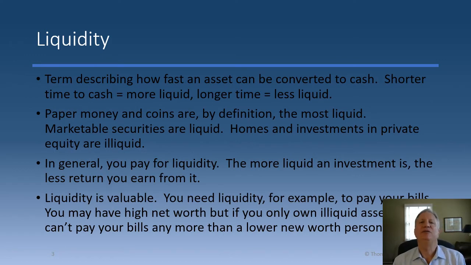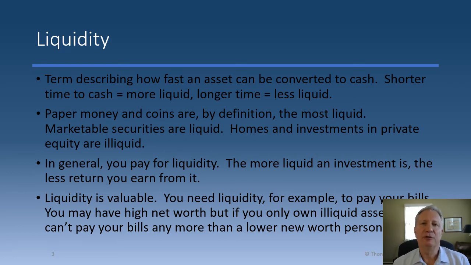Liquidity. Liquidity is very important. It's a term that describes how quickly an asset can be turned into cash. Obviously, paper money and coins are, by definition, the most liquid. We would call those collectively cash, as we would potentially bank savings accounts and money market accounts. Collectively, they're called cash too, but real cash in public description would be paper money and coins.